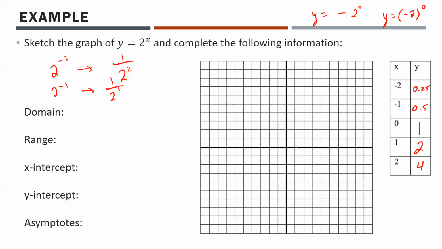Again, I'll just use each one of these little squares as just 1, both in my x and my y. So I'll be lazy this time. In other words, I'm not going to label all of it just for the sake of time. I'll start at -2. When x is -2, y is 0.25, so it's about right there. When x is -1, y is 0.5, so it's about right there. When x is 0, y is 1. When x is 1, y is 2. And then when x is 2, y is 4.